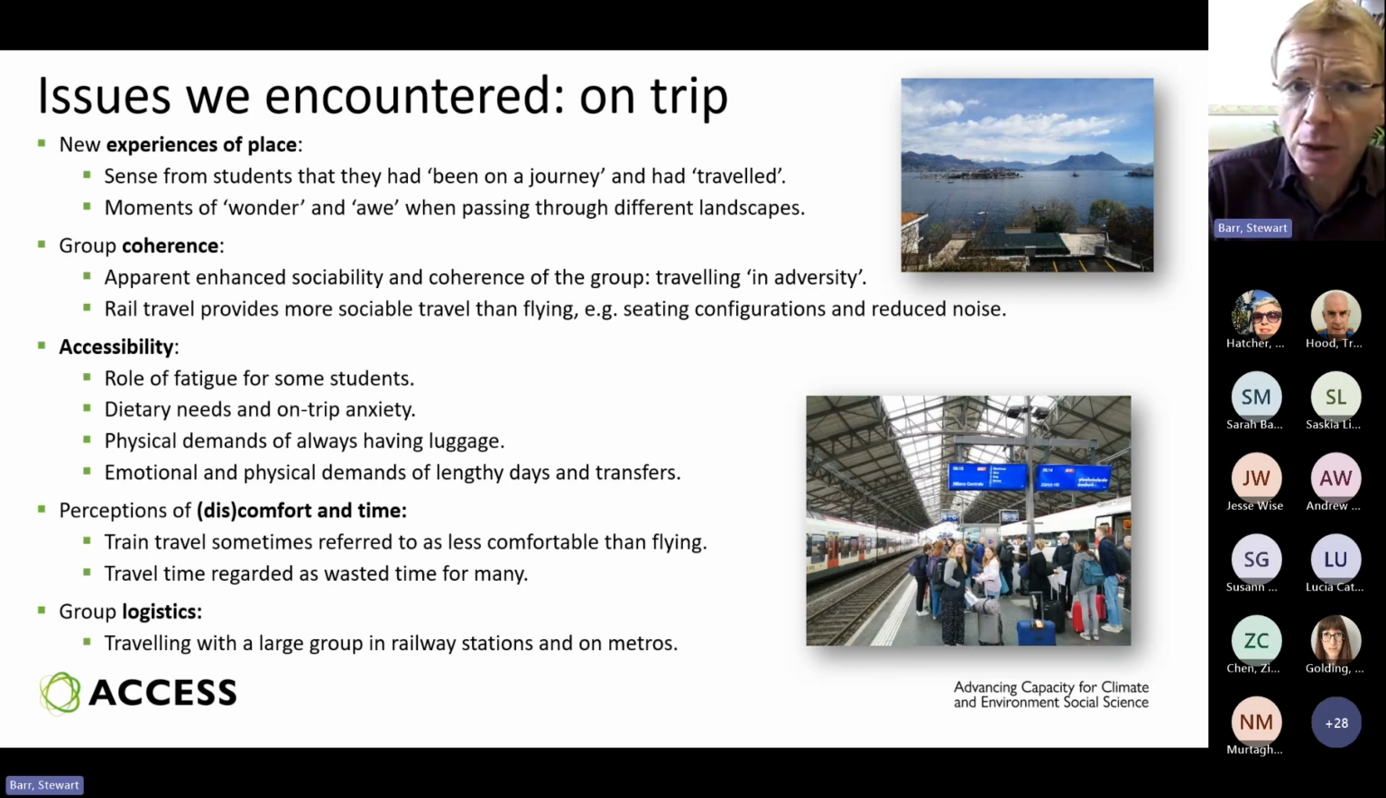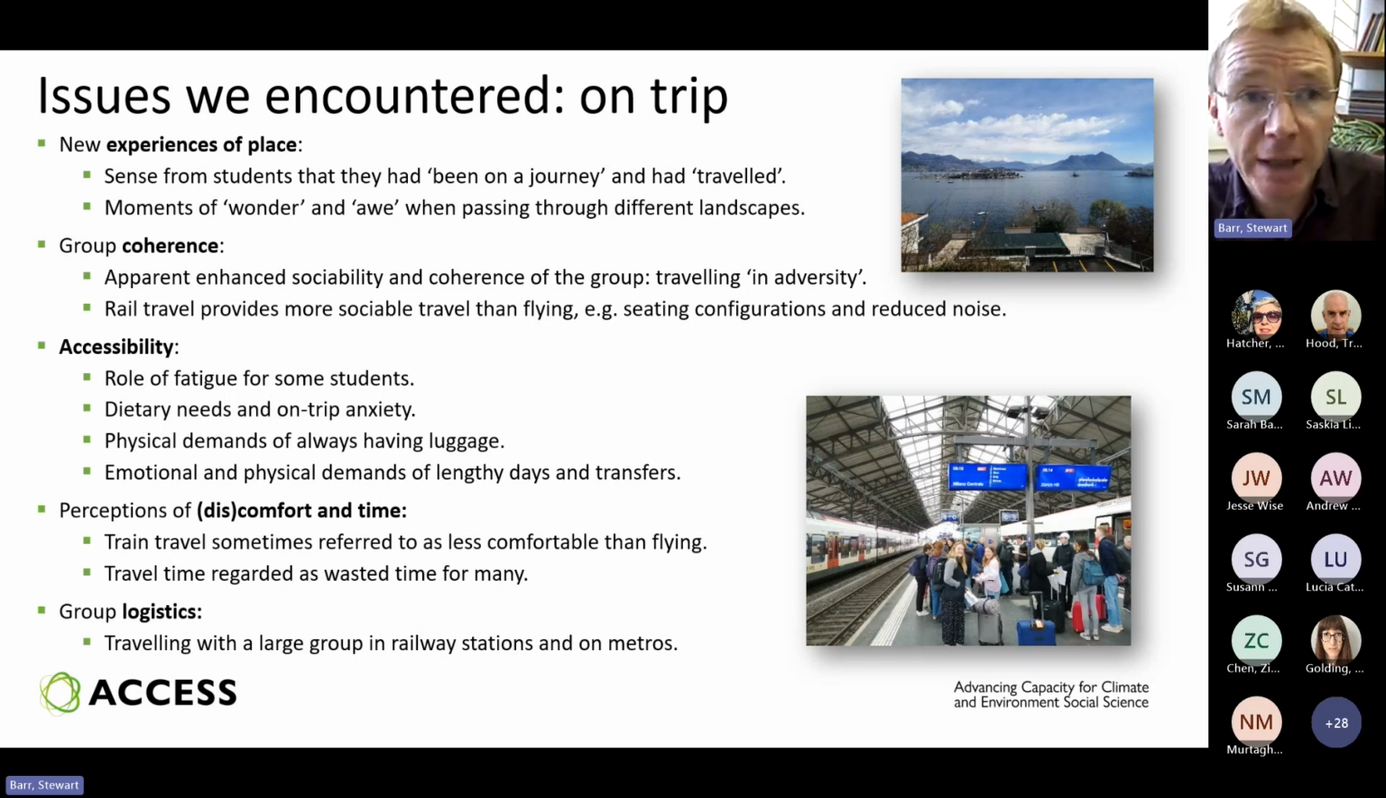But we did begin to learn a lot also about accessibility, and this relates to the work we're doing in Access on EDI. So certainly students were much more fatigued. That's not surprising, but certainly students who did suffer chronic fatigue syndrome, we realised that they required a lot more support travelling by train than necessarily going on an aeroplane, which is a relatively short journey.